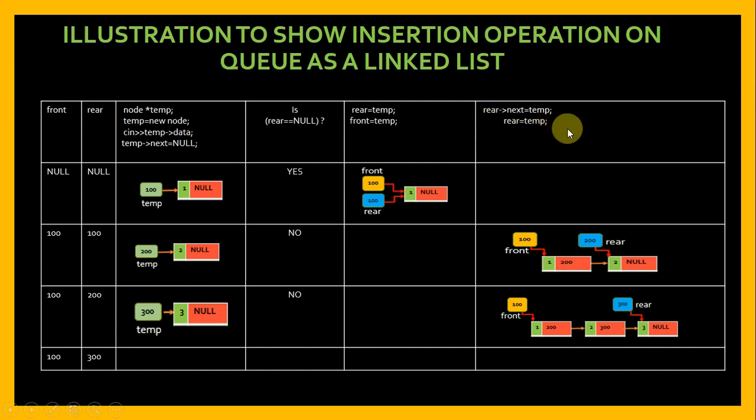Now again rear arrow next. Now this is my rear currently. So in the next of rear, at present null is stored. So when I say rear arrow next equal to temp, it will contain the address stored in temp. The address stored in temp is 300, as you can see. So 300 will be stored here. You can see the change here. 300 will be stored here.